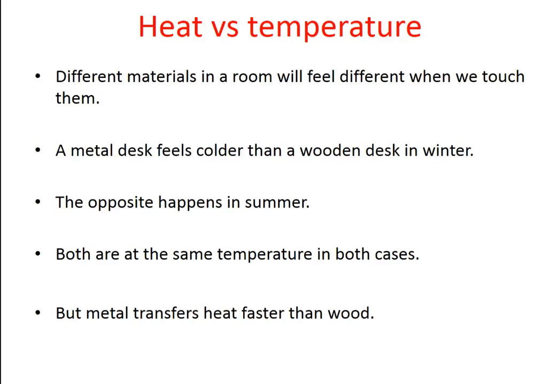But why do they feel different? They feel different because the metal transfers heat faster than wood. So in summer, you will feel hot if you touch a metal. In winter, you will feel cold if you touch a metal, because there is a sudden transfer of heat in winter from your body to the metal. In summer, from the metal to your body.